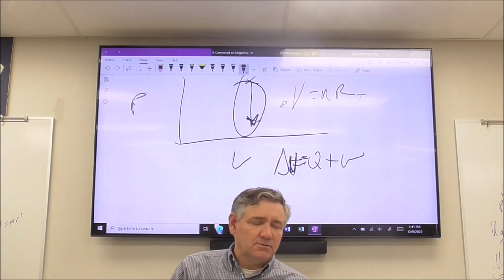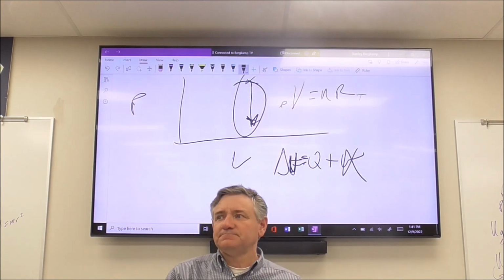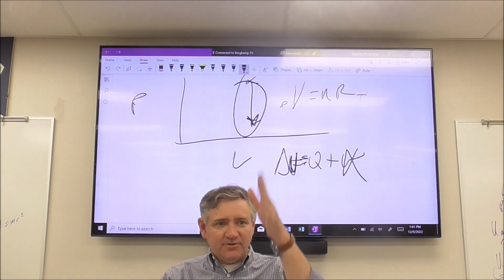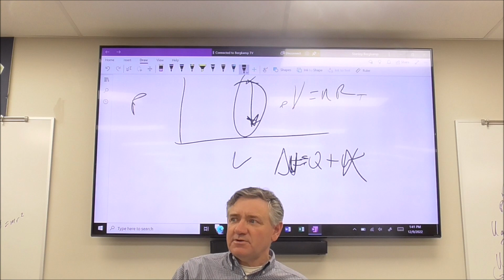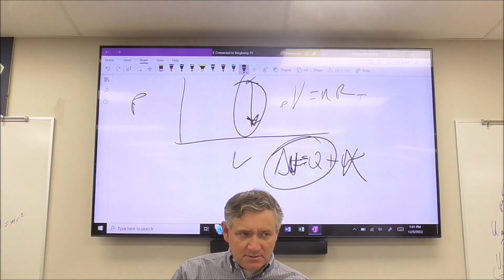Work is negative? Nope. There is no work. Why? Because it's a vertical line. There's no change in volume. It's a vertical line, so there's no area. So what this means is that delta U equals Q.